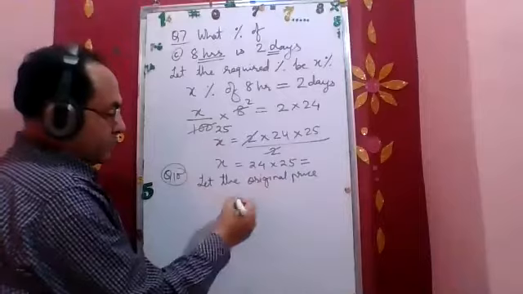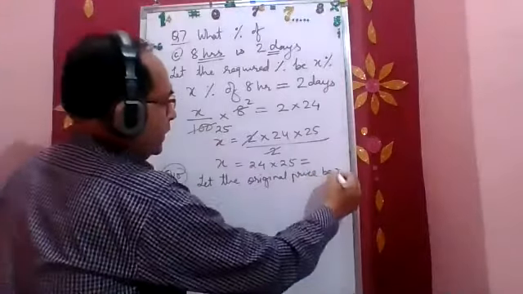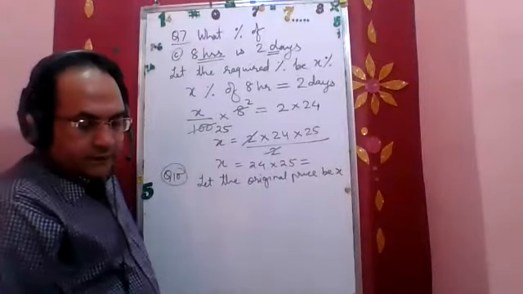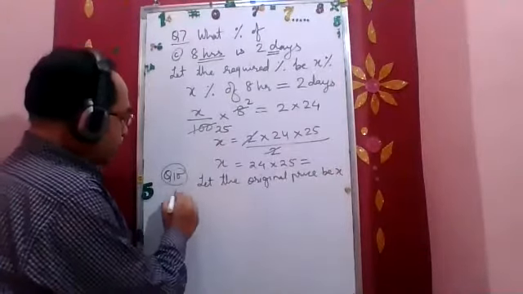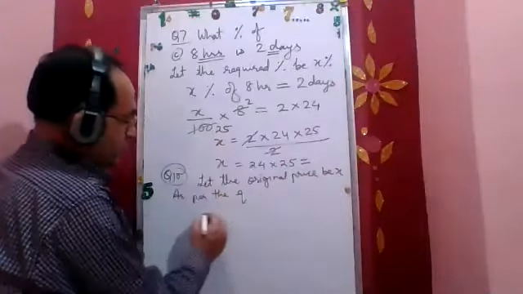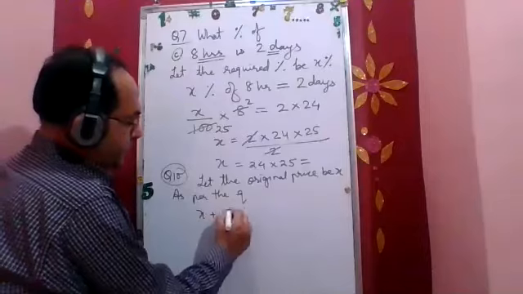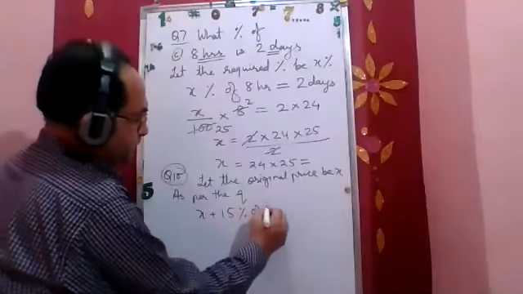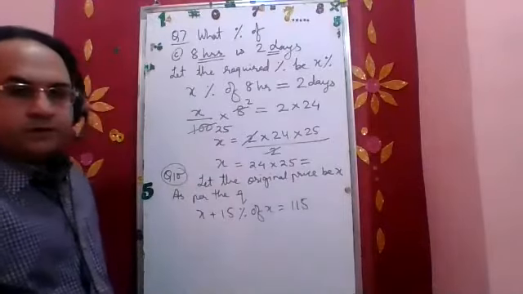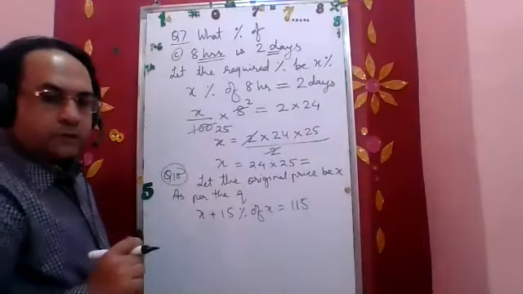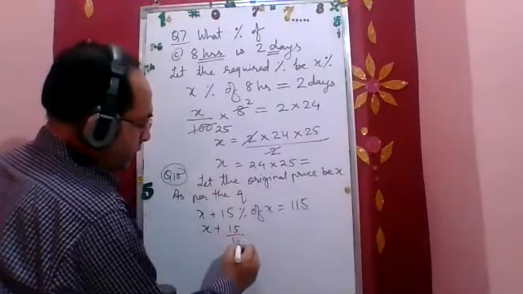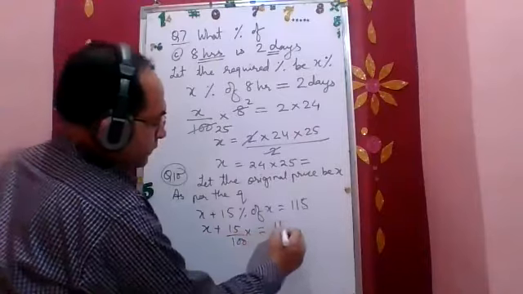So let the original price be X. And as per the question, there's an increase of 15%. So as per the question, X plus 15% of X, the value is 115. So it forms an equation. We will solve this equation in order to get the answer. X plus 15 upon 100 X is equal to 115.